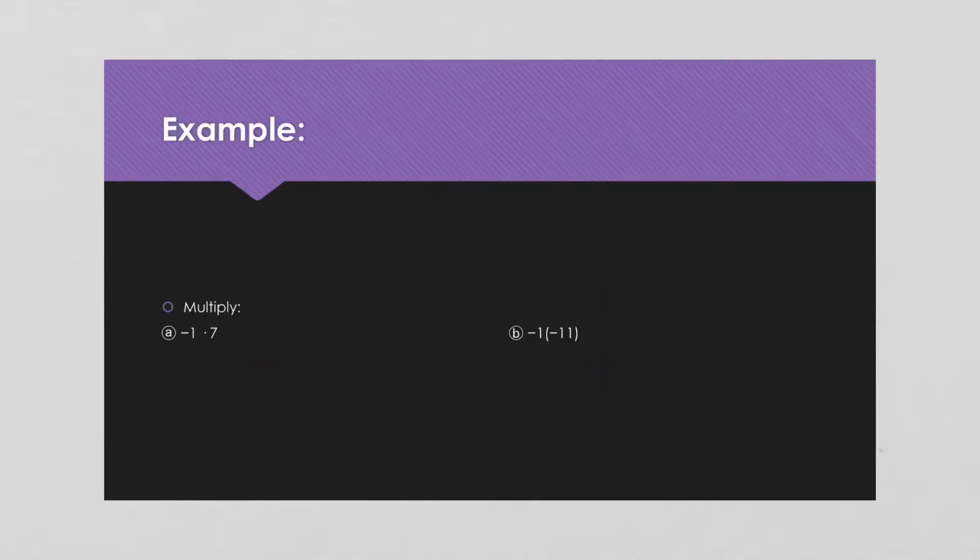Alright, so now we're going to multiply negative 1 times 7. Negative 1 times 7, negative times a positive is negative. 1 times 7 is 7. On part B, negative 1 times negative 11. Negative times a negative is a positive. 1 times 11 is 11.